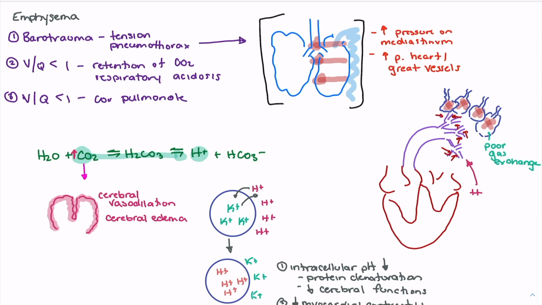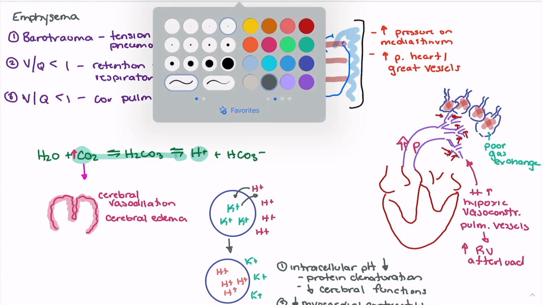So one of the things that this patient is at a really high risk of is this VQ mismatch leading to an increase in hypoxic vasoconstriction in the pulmonary vessels, which is going to increase the right ventricular afterload. So if we have this really big increase in pressure in the pulmonary vessels, the right ventricle is now trying to push against really high pressure, where we start to see an increase in right ventricular afterload. This is why a lot of these patients will eventually end up with right ventricular failure.